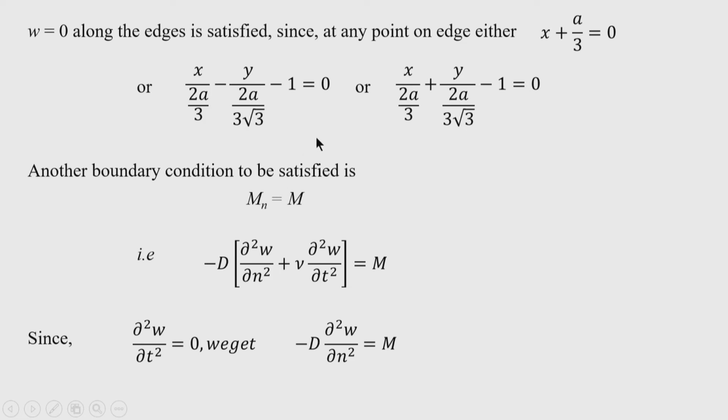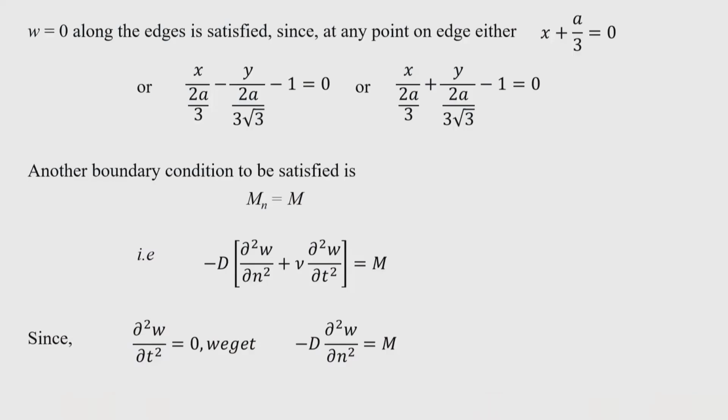Now, M n is given as del square w by del n square plus mu into del square w by del t square, equal to M. Here you can see that the derivative is taken not with respect to the Cartesian coordinates x and y, but with respect to normal and tangential coordinates n and t. The transformation from Cartesian derivative to normal or tangential derivative we have covered earlier, and given the expression that we will utilize here.